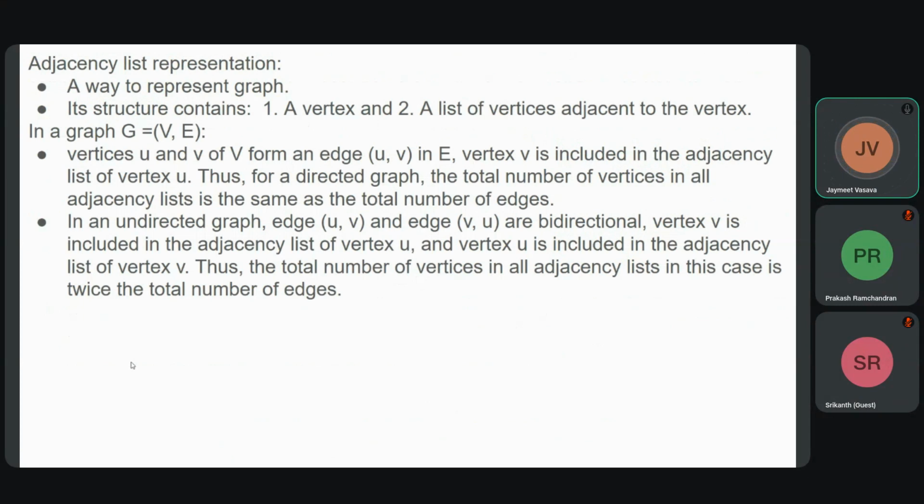Next is adjacency list representation. It is a way to represent a graph, and its structure contains a vertex and a list of vertices adjacent to that vertex. Let's say we have a graph G, where V is the set of vertices and E is the set of edges. Vertex v is included in the adjacency list of vertex u when u and v form an edge. Thus, for a directed graph, the total number of vertices in all the adjacency lists is the same as the total number of edges.